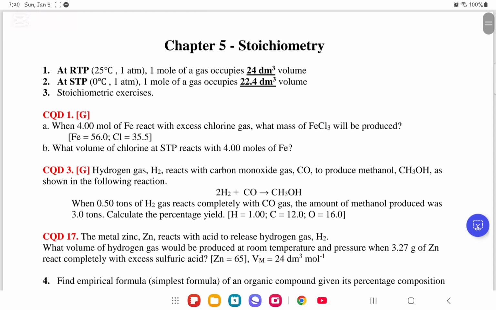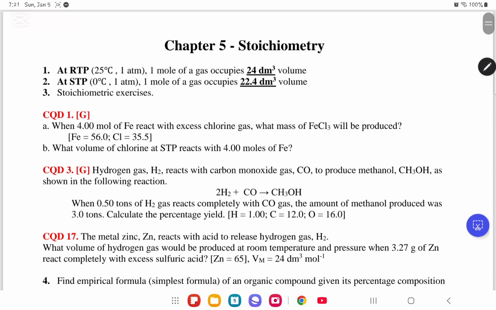So chapter 5, stoichiometry. First thing is statement 1. They say that at RTP, room temperature, it's 25 degrees Celsius and 1 atmosphere. Then we say that 1 mole of a gas occupies 24 decimeter cubed volume. However, at STP it is 0 degrees Celsius and 1 atmospheric pressure. Then we say that 1 mole of a gas occupies 22.4 decimeter cubed of volume. And now we are going to apply some stoichiometric exercises.